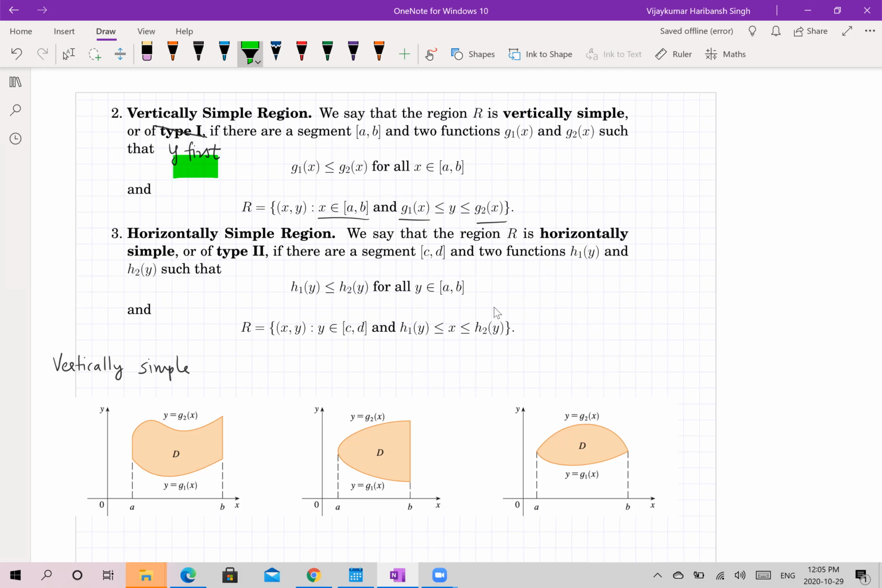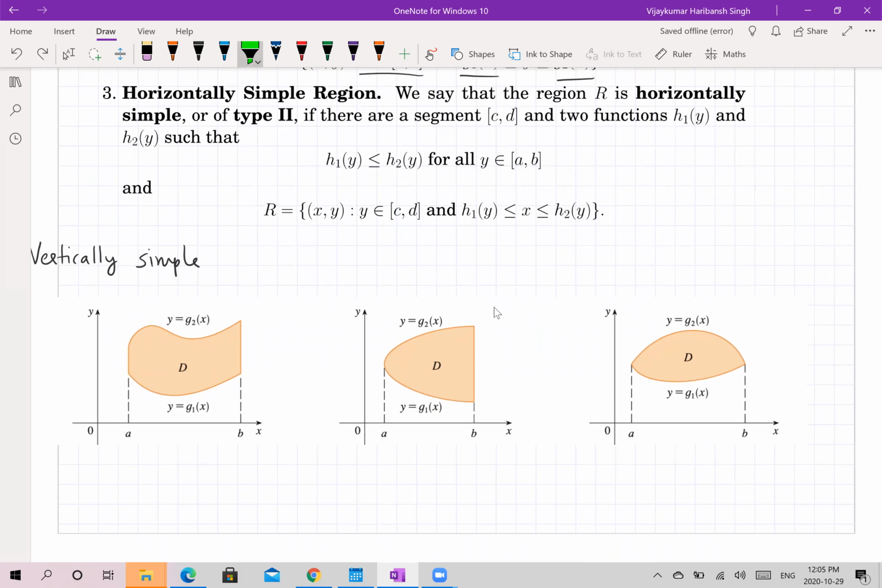Here, your region D is of type 1, or vertically simple, or y first region. Why is that? Because your x values are bounded between a and b. This is where your x values are, right? And your y values are bounded by functions. Your y changes from g1(x) to g2(x), right? That's why this region is of type 1.